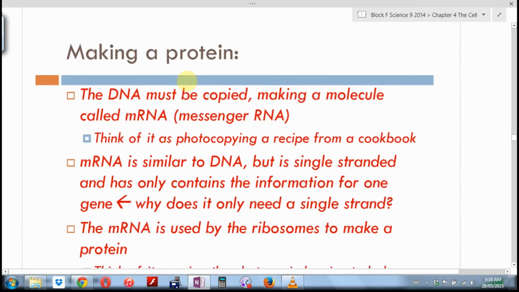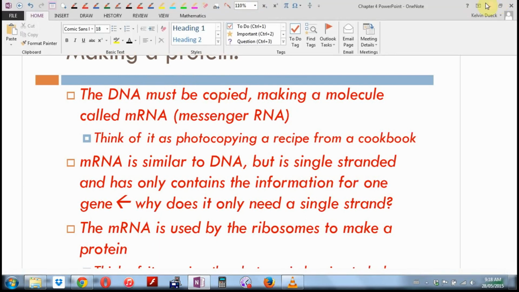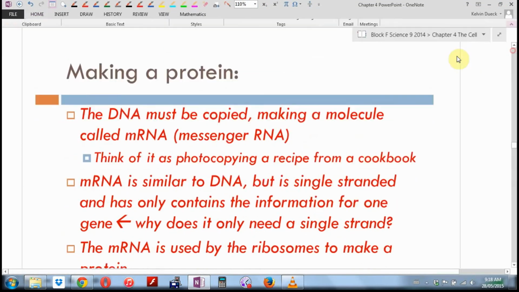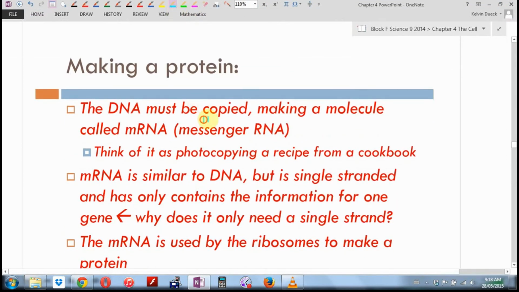Making a protein. What makes you you? The DNA has to be copied. The DNA must be copied. And it makes a molecule called mRNA, or messenger RNA. You can kind of think about it like photocopying a recipe or instructions from a cookbook.